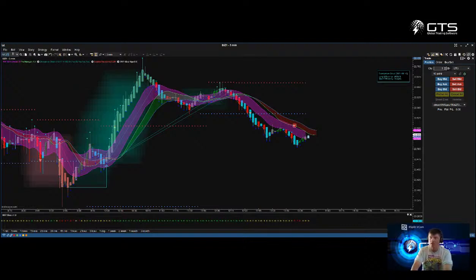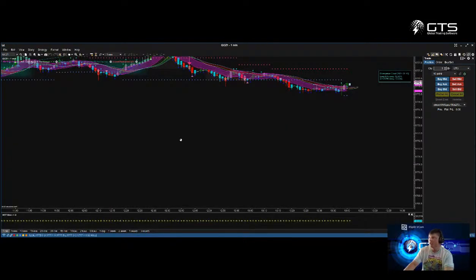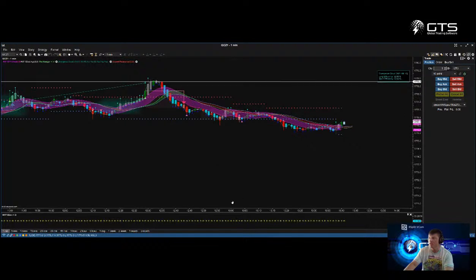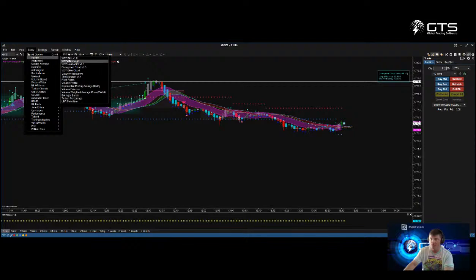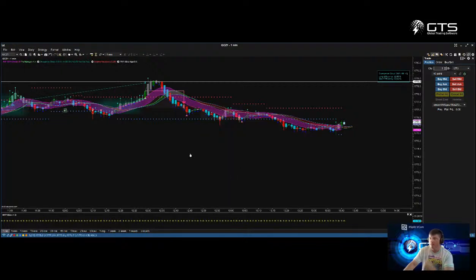Gold. Gold pits are closed. So we're not going to be taking any trades on the gold pit either. Why? Because we need to be smart about how we trade.